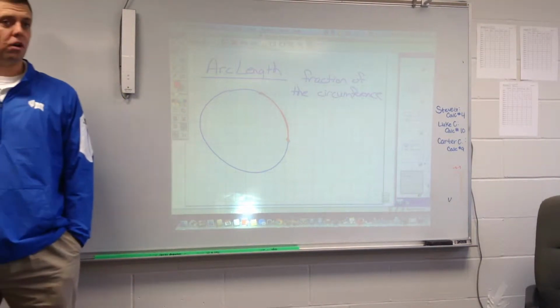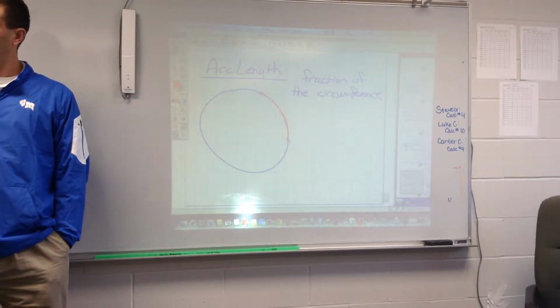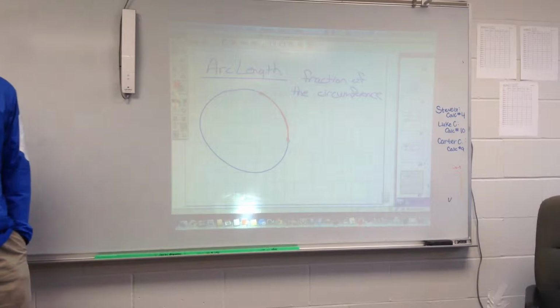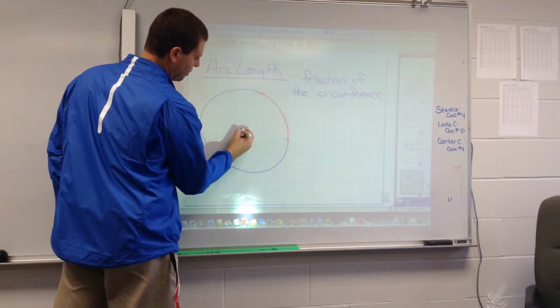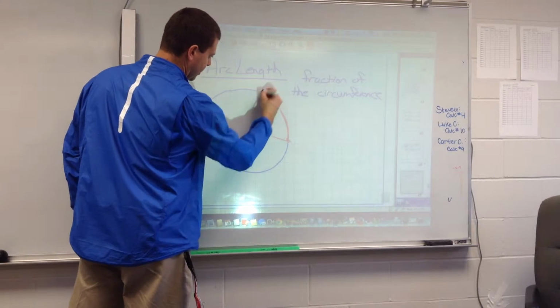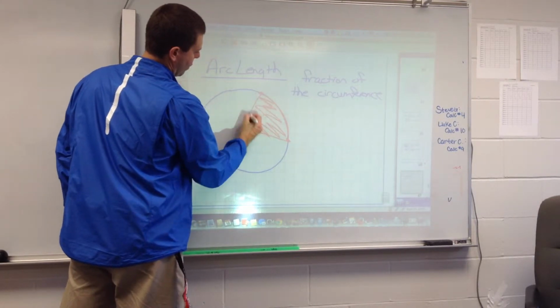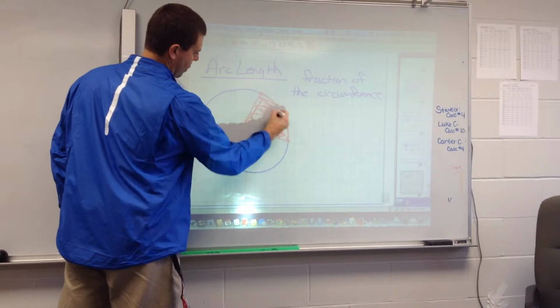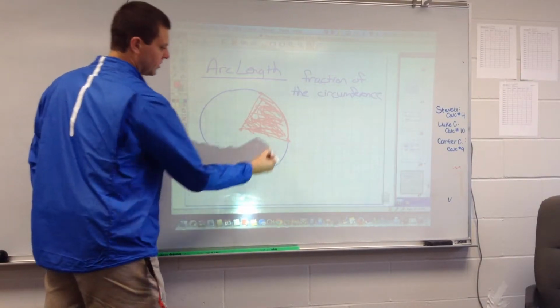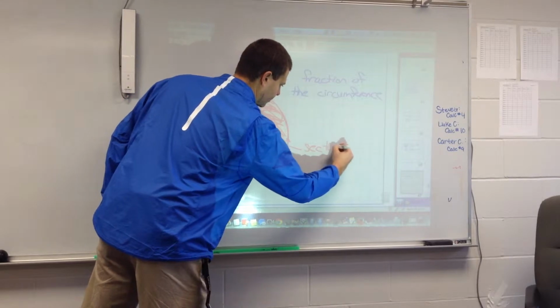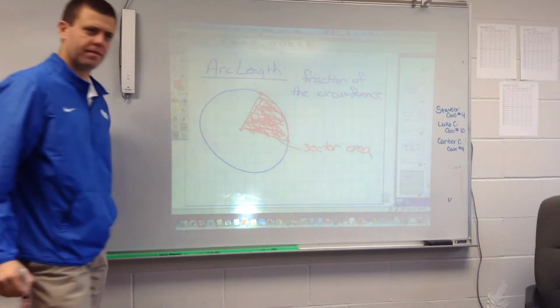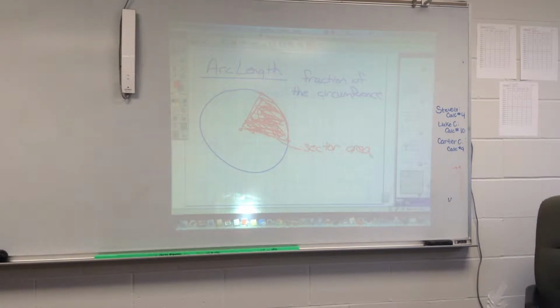And the other thing I said we want to know is sector area. The area of the fraction. So instead of dealing with length, it's going to deal with area. So this is sector area. And if I wanted to give it a definition, I could say what? Look at my definition for arc length. Fraction of the area. Fraction of the area, yep.